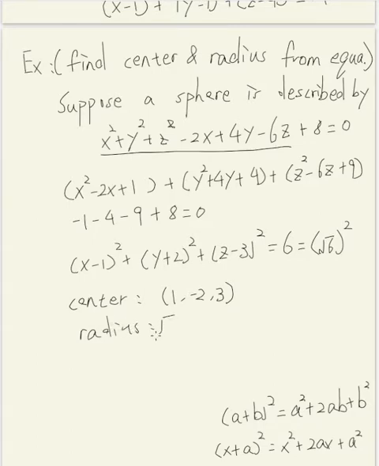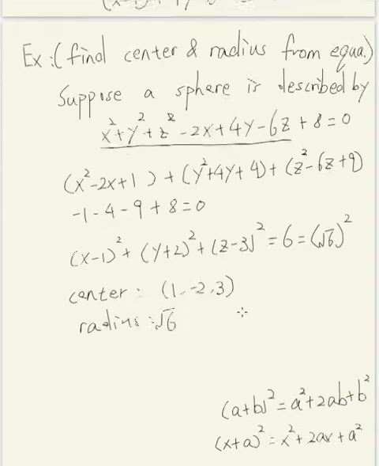is square root of 6. Alright, so this is how we find the center and radius from the equation of a sphere.